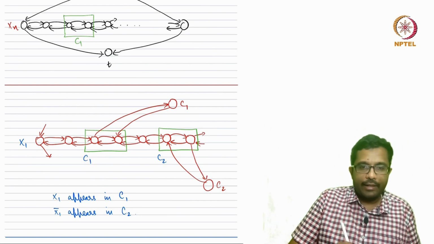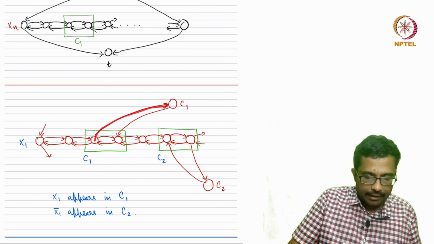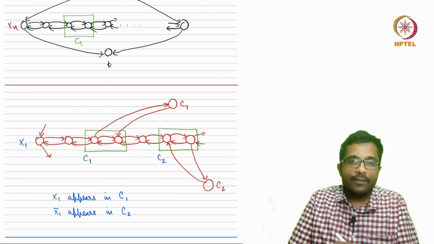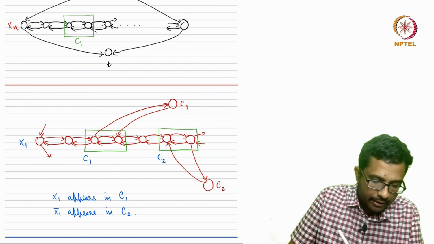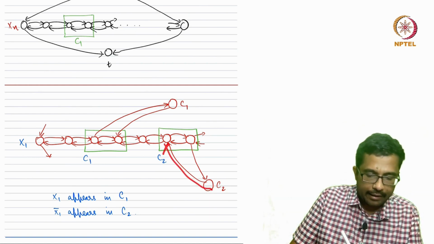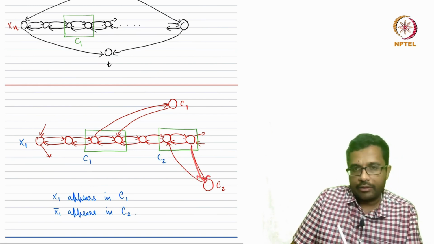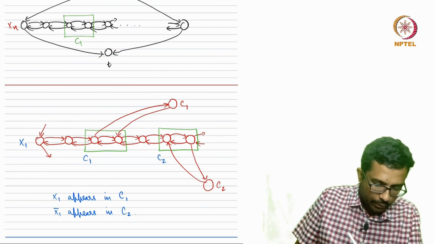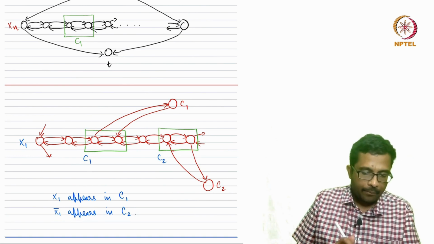So if the literal is the positive literal, from the first vertex we put a directed edge to the clause, and the second vertex receives the directed edge from the clause. If the negative literal appears, from the clause we have a directed edge to the first vertex, and from the second vertex there is a directed edge to the clause in the case of a negative literal. So this is the example. When x1 appears in C1, this is the thing, and x1 complement appears in C2, this is the thing.